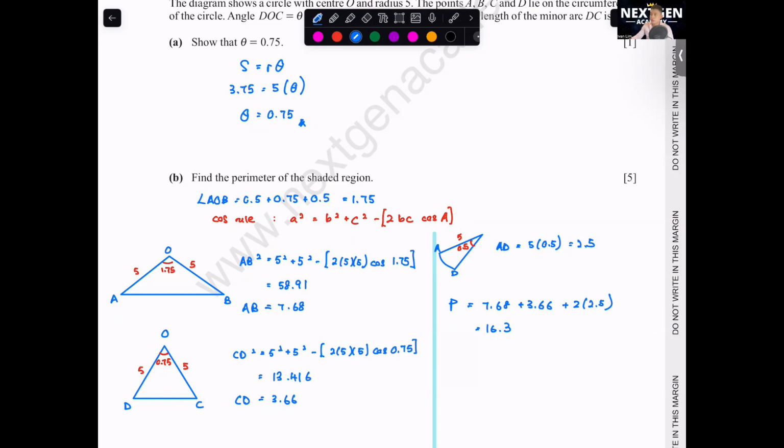Yeah, so if you use sine rule, you get the same answer, also acceptable. You can use the working also. The working is a bit different, but if you get the same answer here, 16.3, it is acceptable. Okay, let's go to question C.